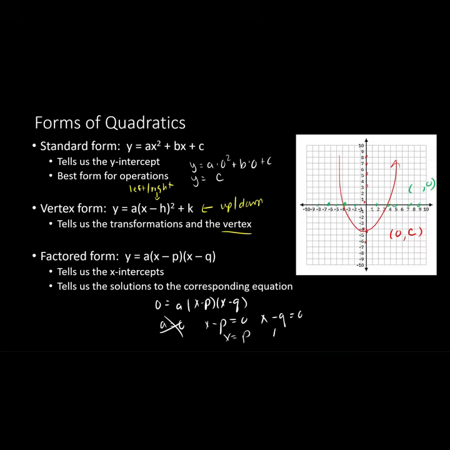Therefore, adding p to both sides, we get x is equal to p, and doing the same thing with the q, we get x is equal to q. So my x-intercepts will be (p, 0) and (q, 0), whatever those points happen to be. So there's our summary of the 3 different forms of quadratics and the advantages and information that we get from each one.